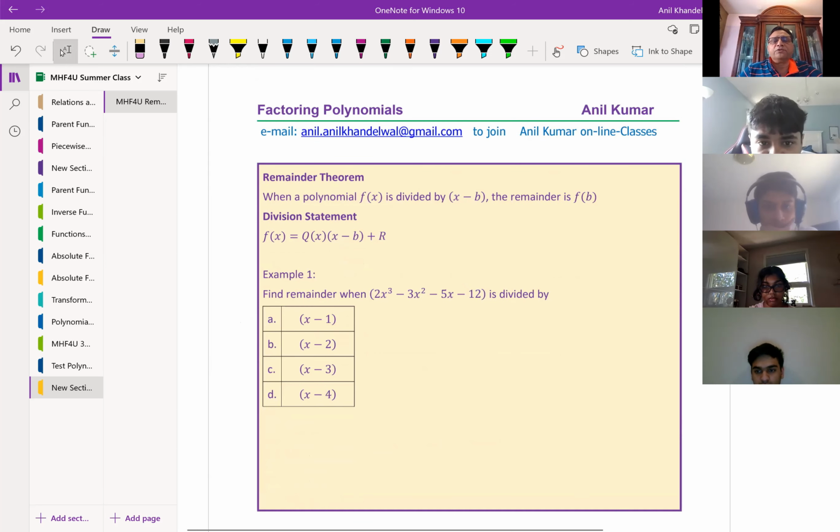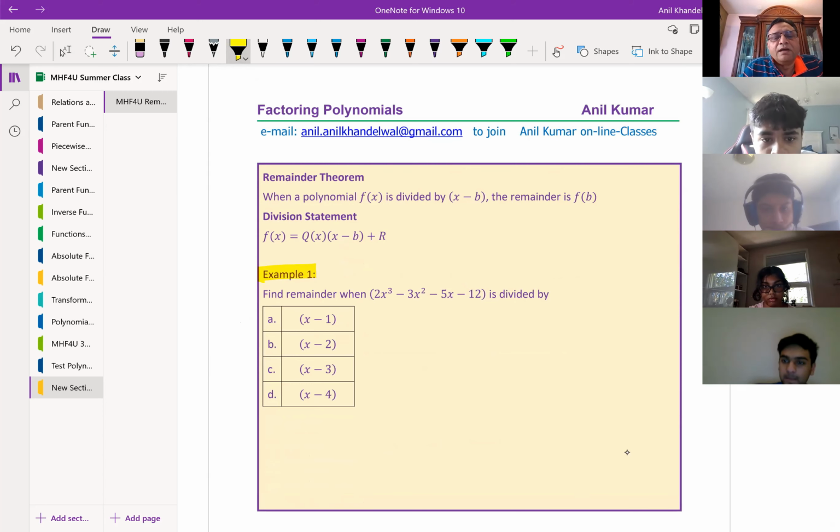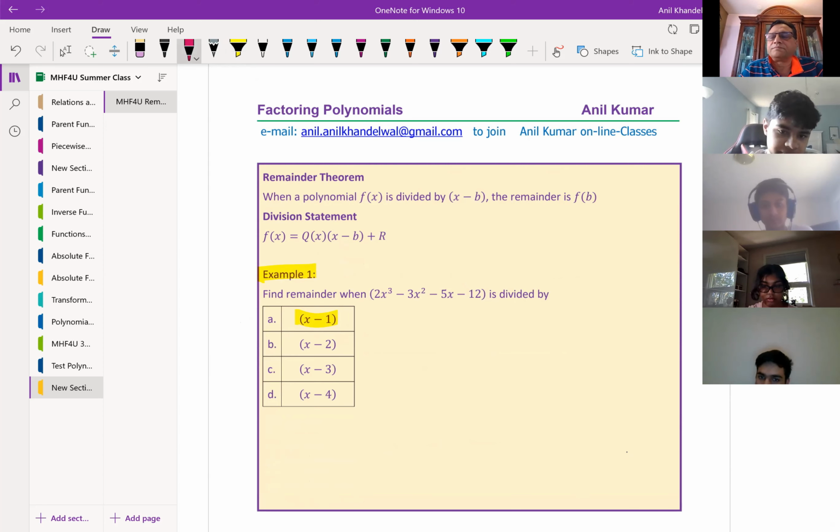So here is an example for you, which is example number 1. Hamza, can you please read this example and then tell me the answer of part A? Find the remainder when 2x cubed minus 3x squared minus 5x minus 12 is divided by x minus 1, x minus 2, x minus 3. So we'll do part A. What do you expect as a remainder?